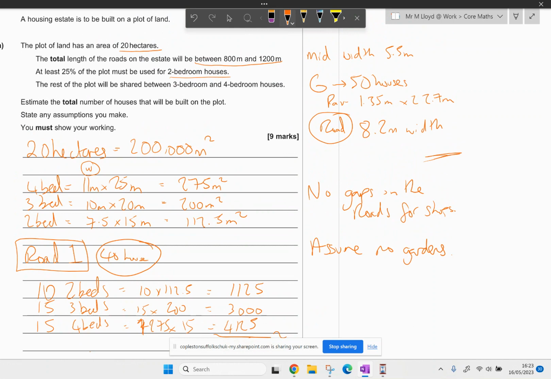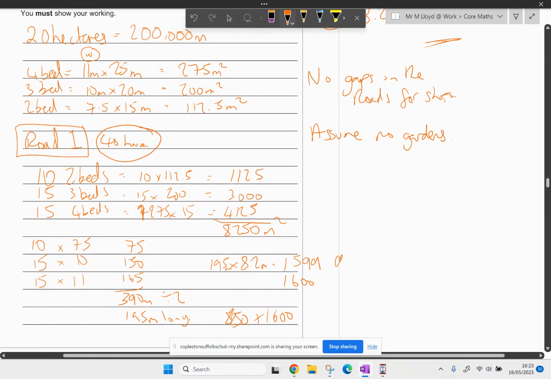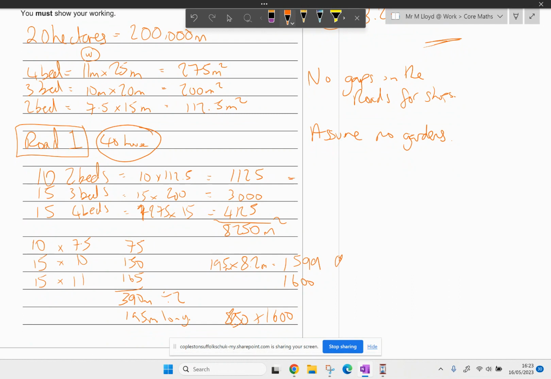Their length of road times by their width of road. Now that was done later on, right down here. So that's our 5th mark. Works out plot used for the 2-bedroom house. We've done that in this middle bit. That's 6 marks. Assumption of proportional split. Yeah, I've done that. I just went 50-50. That's another mark.